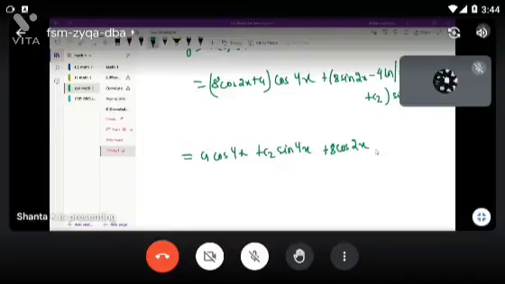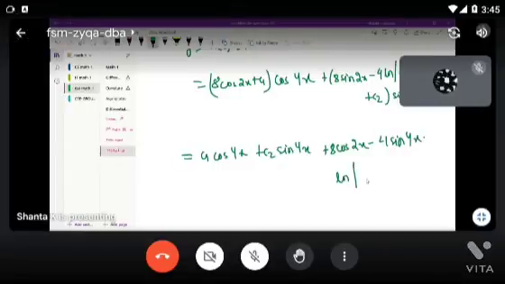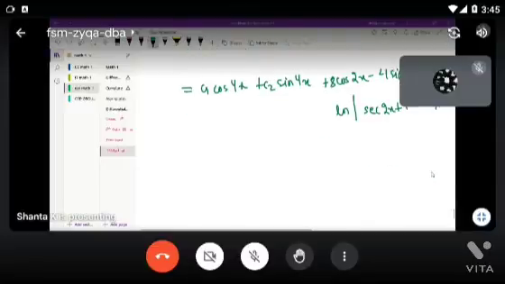So finally, I'm writing the answer: minus 4 sin 4x multiplied by ln of sec 2x plus tan 2x. Okay. So check your calculation. If I'm missing anything, you can also say.